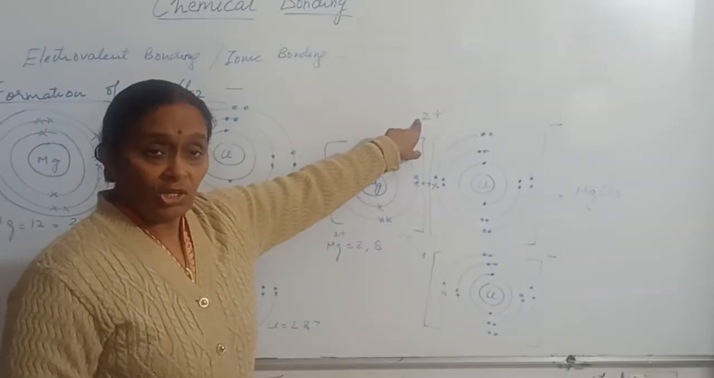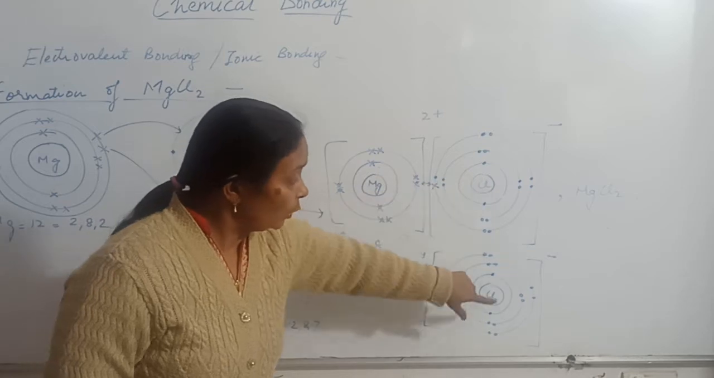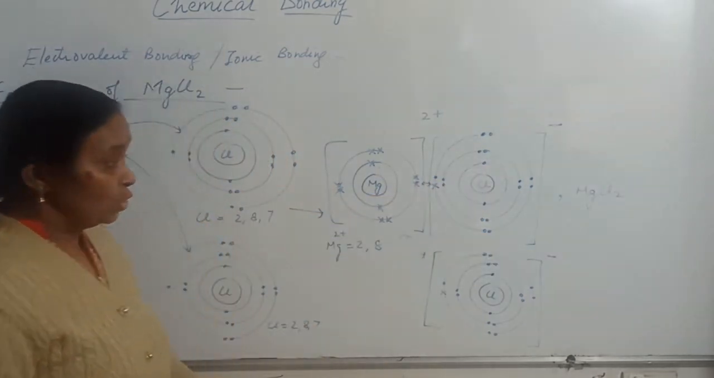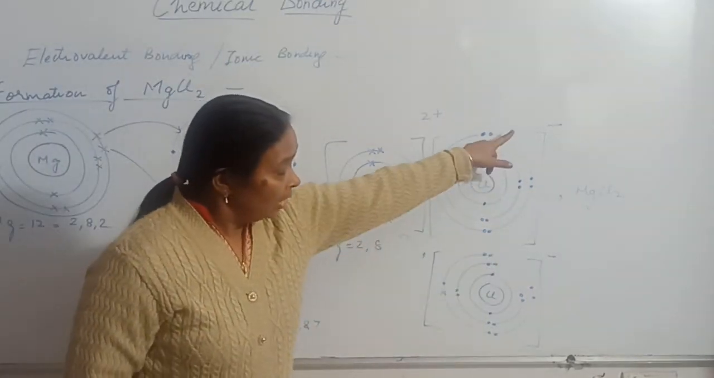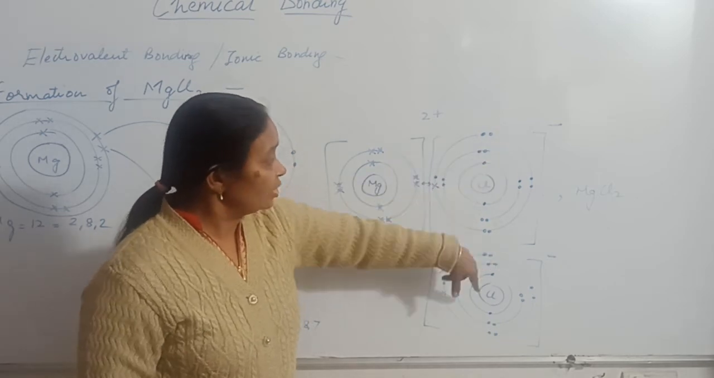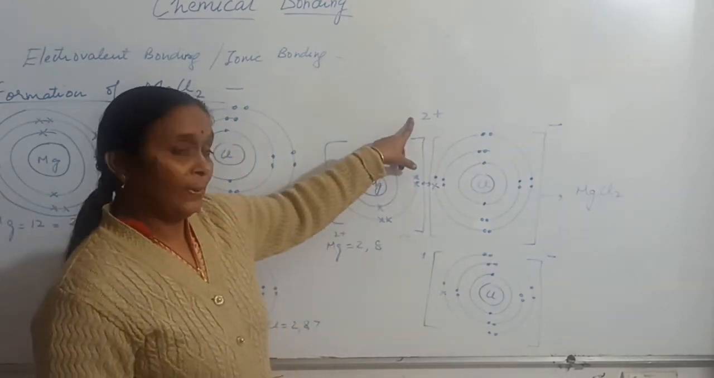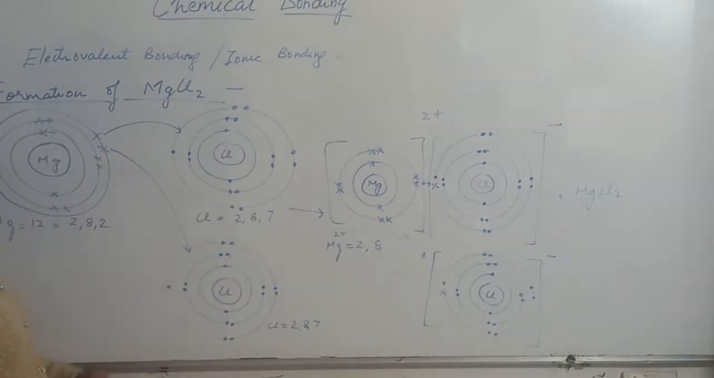Mg is having 2+ charge, one atom is having 2+ charge, and both the chlorines are having 1 negative charge. So two atoms each having one negative charge will be balanced by a single atom having 2+ charge. So this is the atomic orbit structure for magnesium chloride.